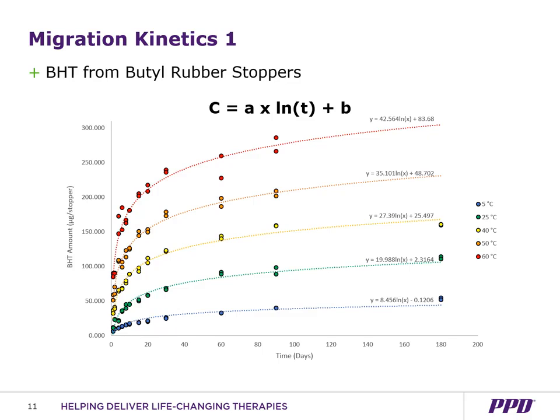So from the curves, we were able to develop a general equation shown in bold there, where C is equal to a constant A times the natural log of time plus a constant B.